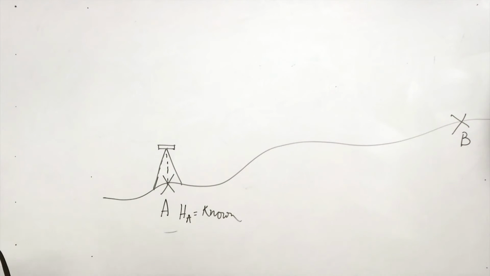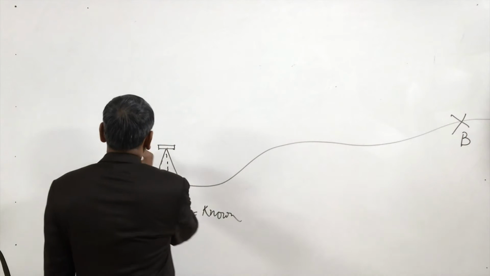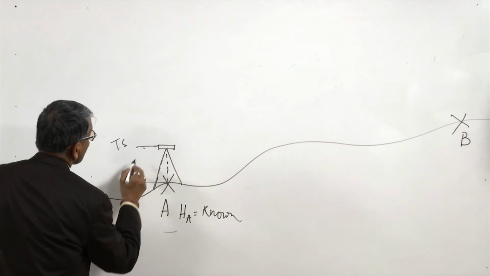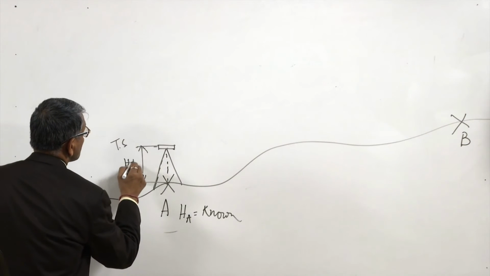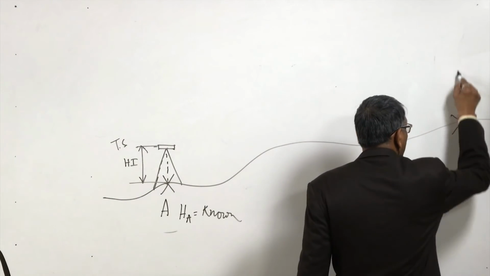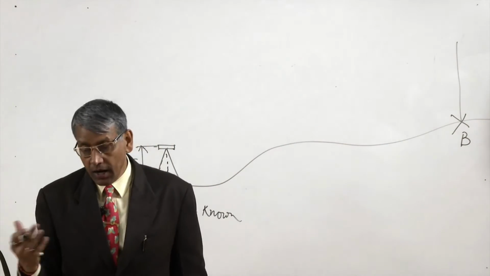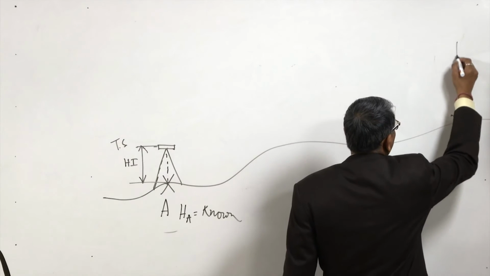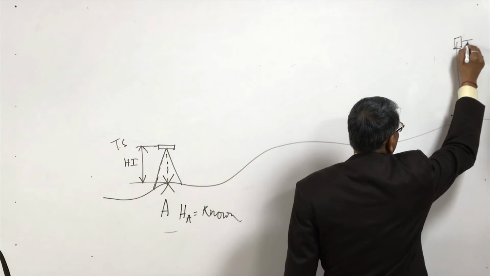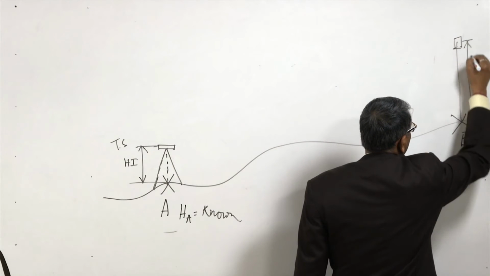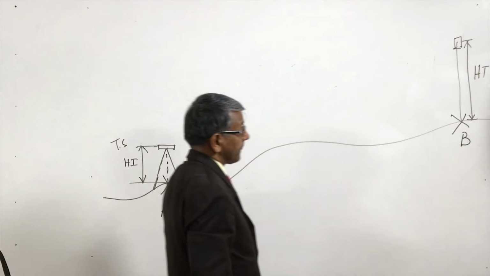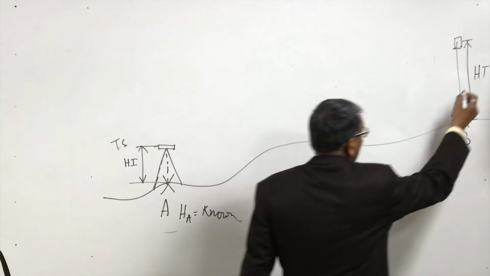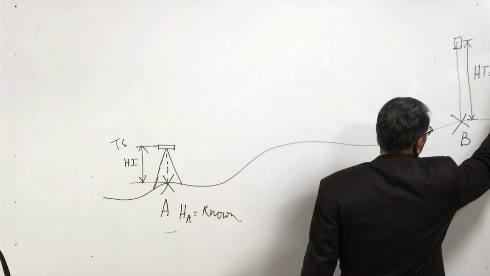Now, this is our total station and this is the height of the instrument. Suppose we want to go for reflector-based height measurement and the reflector is placed at some point. This is the reflector, and this is the height of the reflector, the height of the target. This is known; we can measure the height of the target.